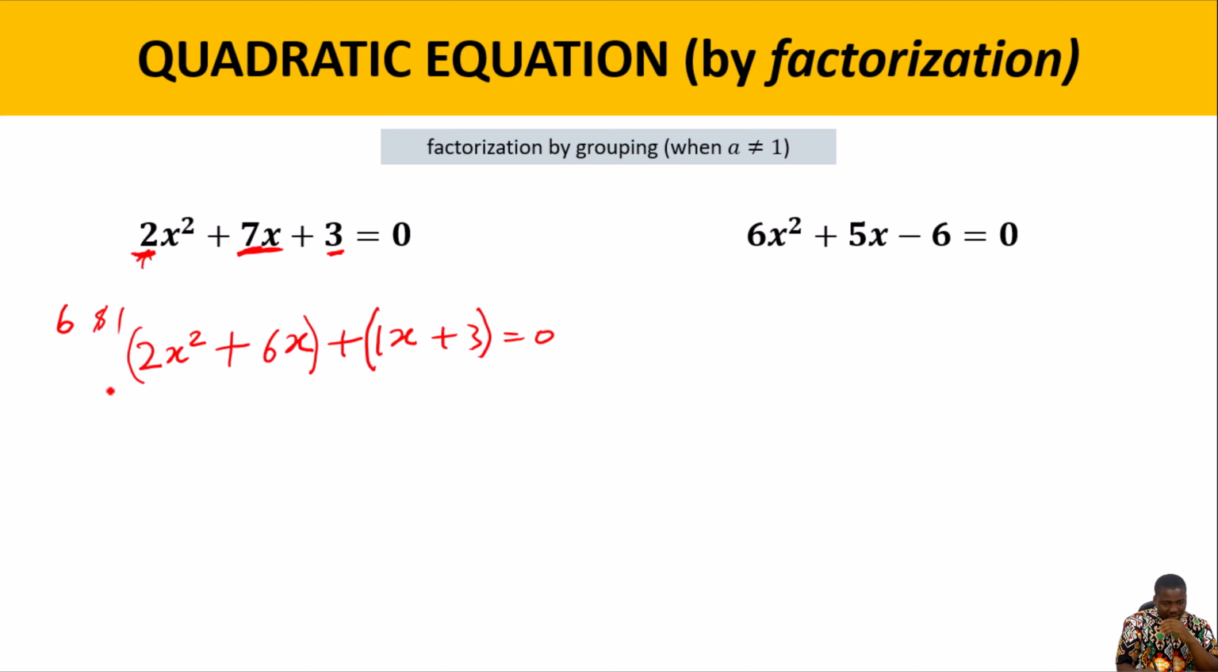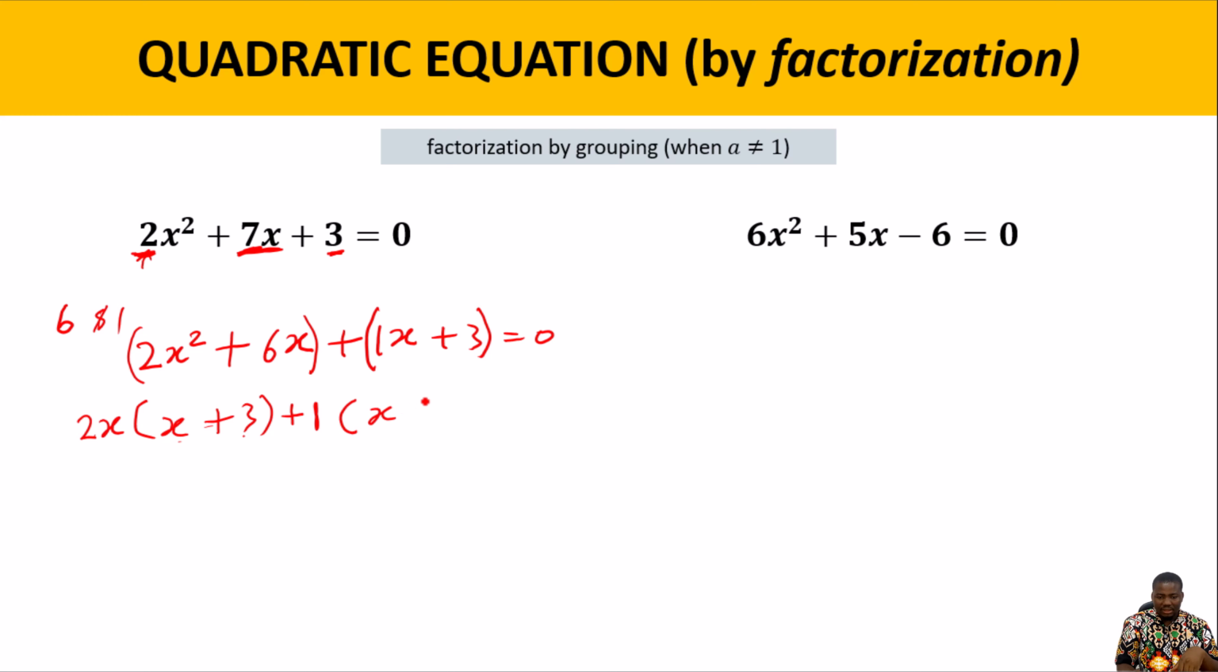Okay, let me just do it this way. Look at 2x squared plus 6x. What is the common factor that we can use to divide this? We can use 2x. 2x squared divided by 2x is x. 6x divided by 2x is 3. Plus, now for you to have x plus 3 in this bracket, since you already have x plus 1, x plus 3 is the same as x plus 3, so 1 times x plus 3 is still x plus 3.